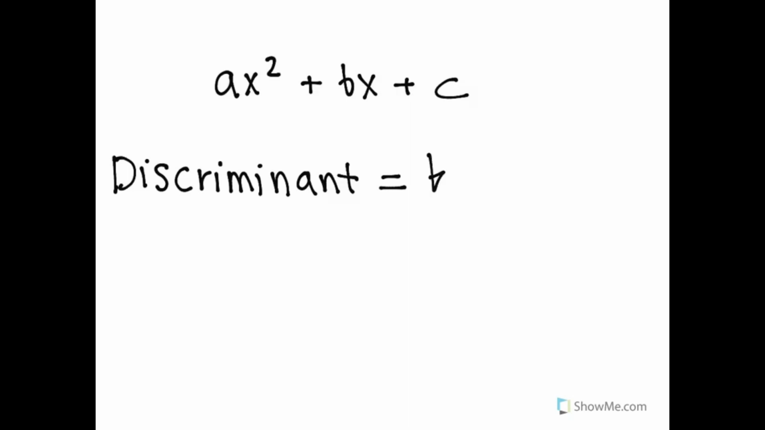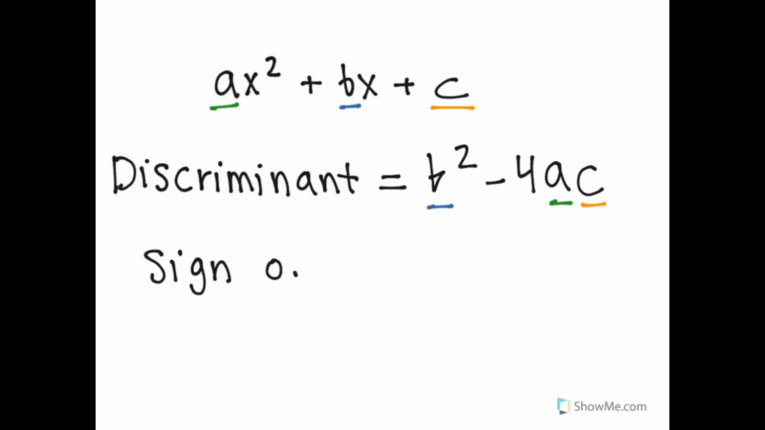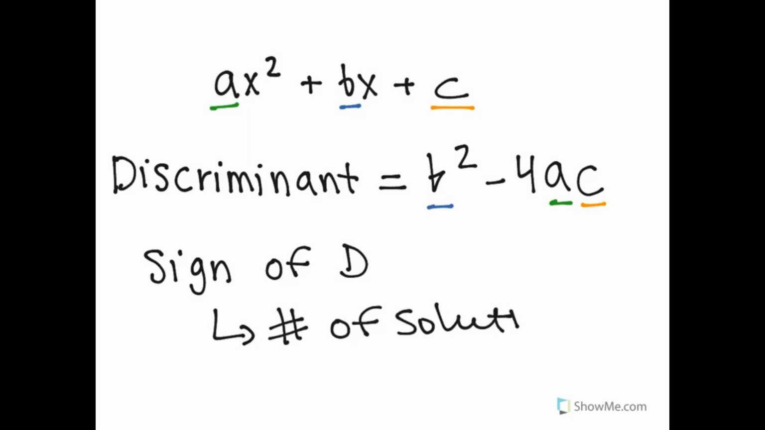The discriminant is equal to b squared minus 4ac, where b is the coefficient of the second term in the quadratic, a is the coefficient of the first term, and c is the coefficient of the third term. And the discriminant is very important because the sign of the discriminant tells you how many solutions your equation has. So the first case that you can have is a positive discriminant.